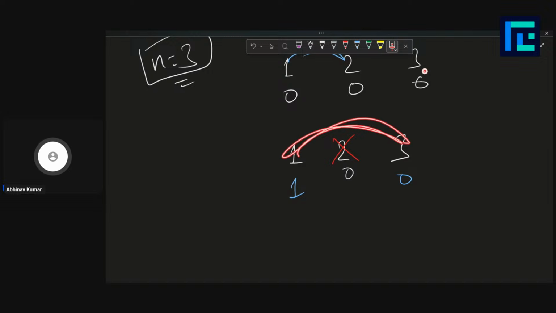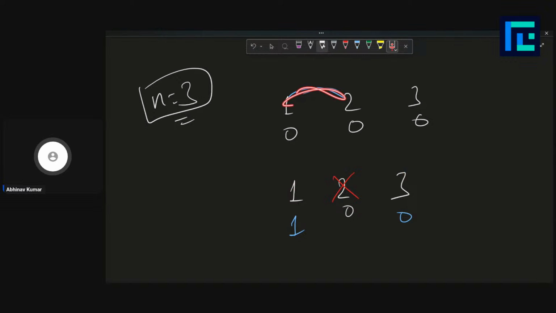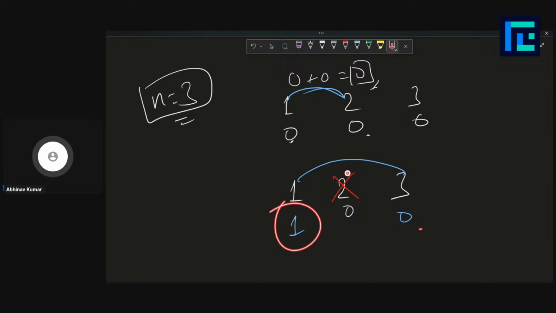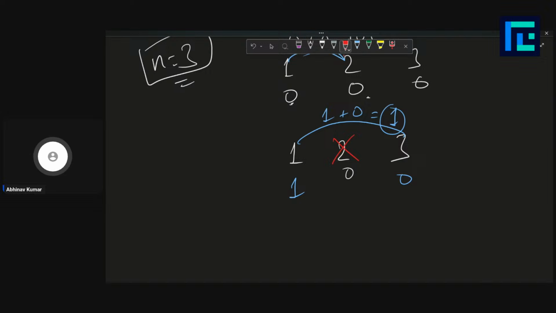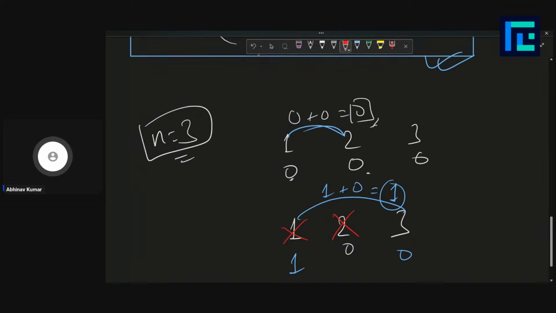When these both fight together, for the first fight, both of them have a skill of 0. So 0 plus 0 equal to 0 is the entertainment level that we get here. Now for this particular fight, this has a skill level of 1, this has a skill level of 0. So the entertainment level we get for this fight would be 1. And after the fight, if 1 wins, then 3 would be defeated. If 3 wins, then 1 would be defeated. Whoever wins, it doesn't matter, the game ends. The sum of entertainment levels that you get is 0 plus 1, so 0 plus 1 is equal to 1.